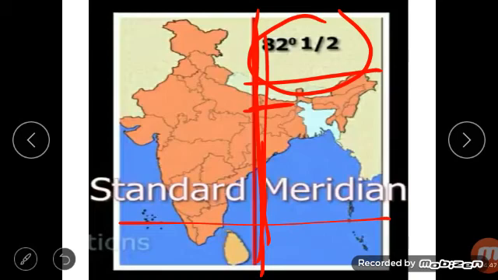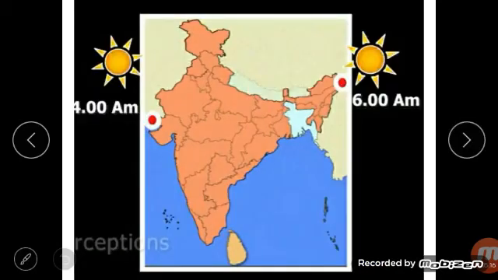IST, Indian Standard Time, is 5 hours and 30 minutes ahead of UTC. UTC means Coordinated Universal Time, or GMT, Greenwich Mean Time, that is international time. And IST is Indian Standard Time. So what is the difference between both? 5 hours and 30 minutes. You can see here, like here this is 6 a.m.